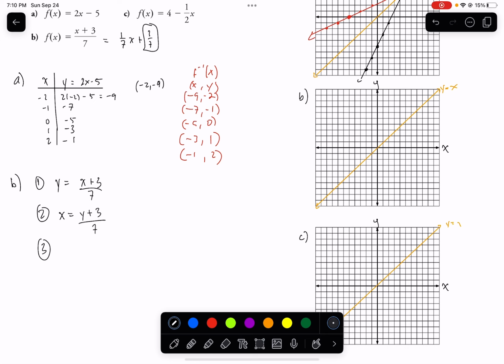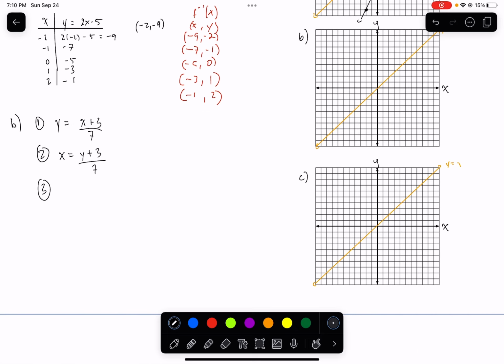And then step 3 was solve or re-isolate for y, right? So I'm going to multiply both sides by 7. So I get 7x is going to equal y plus 3. And then I'm going to subtract 3 from both sides, and I'm going to get 7x minus 3 is going to equal y.